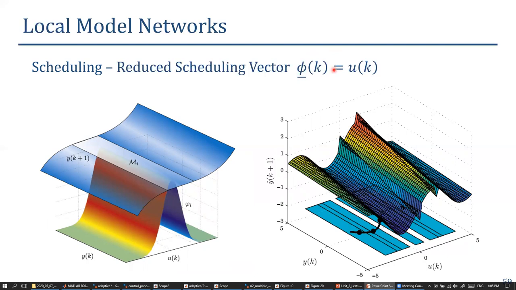If you choose the U, the input, so this particular dimension, in this dimension we do scheduling, right? We take our Gaussian bell like that, and it is a constant in the other dimension. So that means our scheduling vector is a scheduling variable of dimension one, and it is UK in this case.